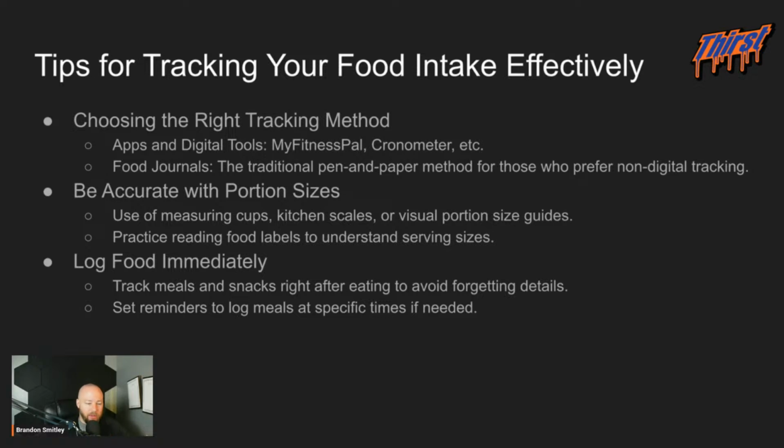So we've already talked about the apps and digital tools, MyFitnessPal, Chronometer, all great. You can also go old school with food journal, pen and paper. If you don't want to do that, you can be accurate with your portion sizes. So by use of measuring cups, kitchen scales, visual portion size guides, doing that while you're counting your calories teaches you what those things look like. And that's a very important thing because many people do not know what a serving size of meat or carbohydrates or fat looks like. But once you start measuring it and putting it into cups or putting it on your plate that way, you're like, wow, I definitely was way overeating by just eyeballing things, right?